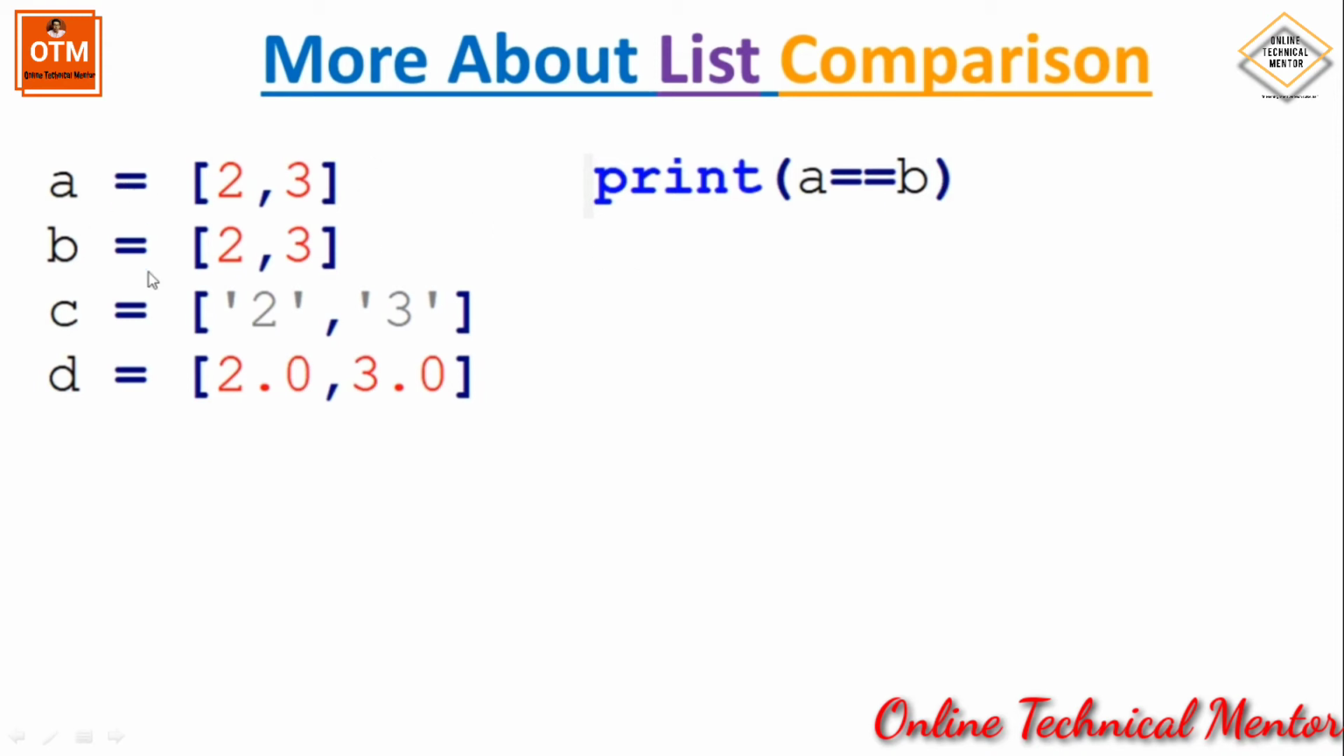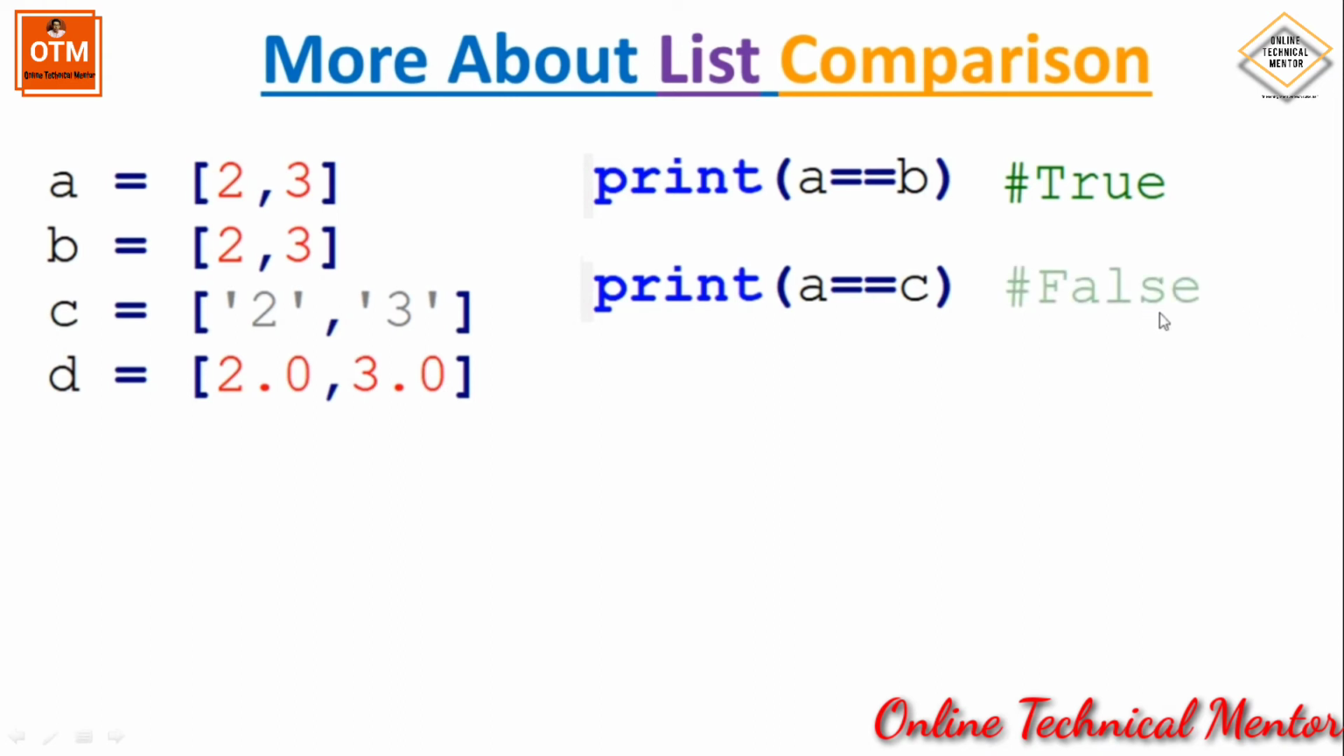Since A and B are identical in every respect, that is their values are the same and their data types are the same, obviously it will return true. Now if you compare A with C, A is an integer list and C is a character type list. The data type differs, so it will return false. Next, look at this example. When A is compared with D, A is an integer list and D is a float type list.